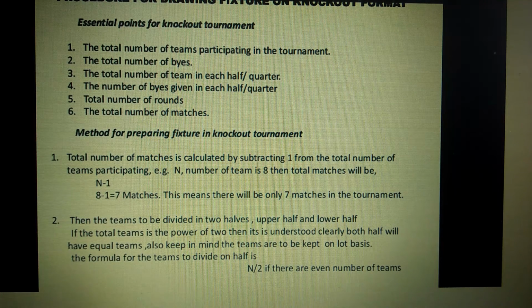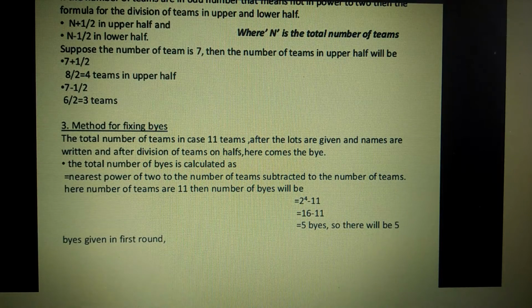Second method, the teams are to be divided into halves: upper half and lower half. If the total number of teams is a power of 2, then it is understood clearly both halves will have equal teams. Also keep in mind the teams are to be placed on lot basis. The formula for dividing teams into halves is n divided by 2, if there are an even number of teams.